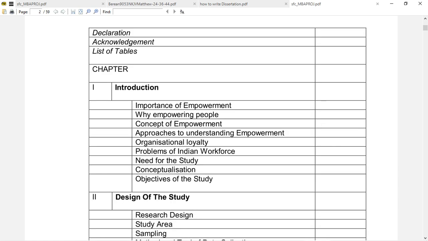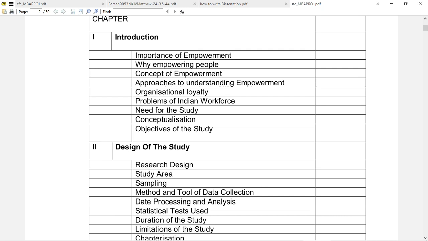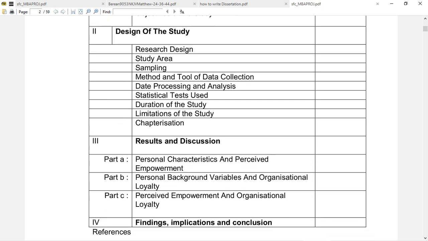Now that's how my contents page would look like: declaration, acknowledgement, list of tables, and this is the way I laid out the contents. So introduction, you see that background is also mentioned here: importance of empowerment, why empowering people, concept of empowerment, approaches to empowerment, and then my second variable called organizational loyalty, problems of Indian workforce, need for the study, then definition of terms, conceptualization means definition of terms, then objectives of the study. Then slowly I move to design of the study, that is called research methodology, research design, study area, sampling, methods and tools of data collection, data processing and analysis, statistical tests used, duration of the study, limitations of the study, chapterization.